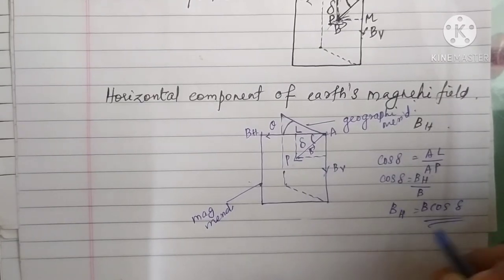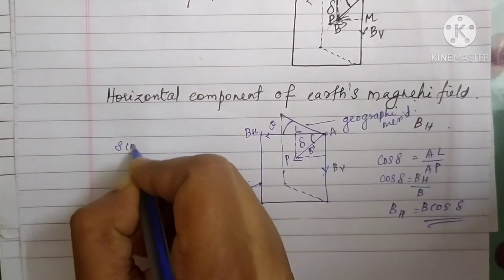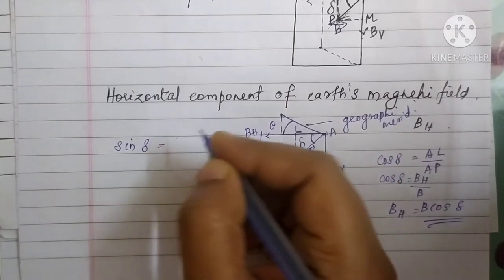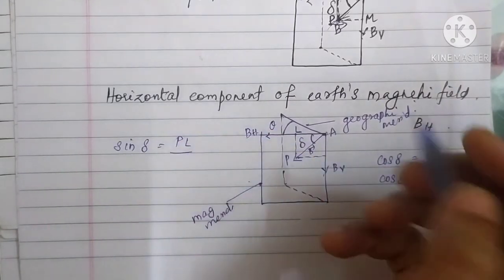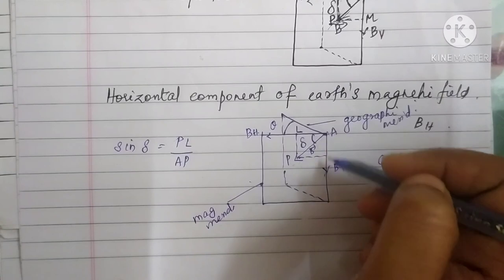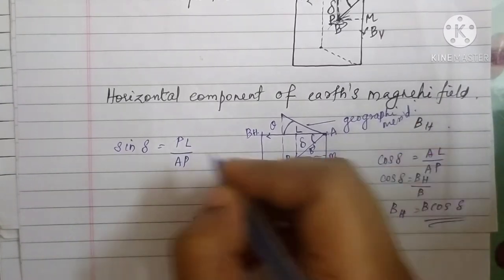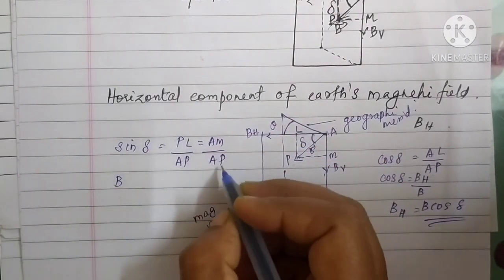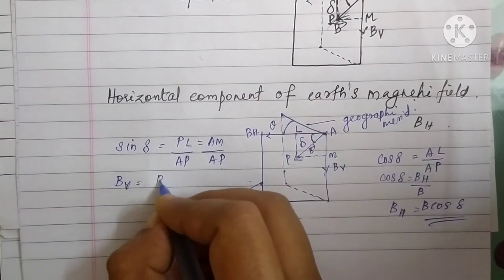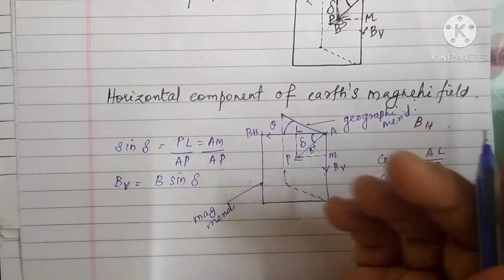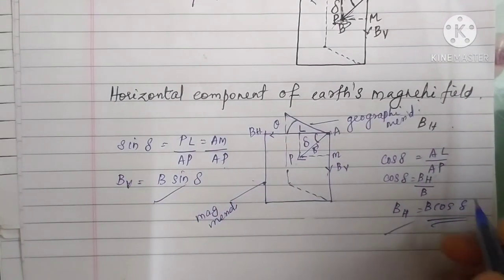You know that the horizontal component is in terms of cos delta. Similarly, when you take sine delta, it will be the opposite side, that is PL by AP. PL is actually this length, so you can write AM here. So AM by AP, which is BV by B. So BV equals B sine delta. So these are the horizontal and vertical components. Clear, no? So B sine delta and B cos delta.